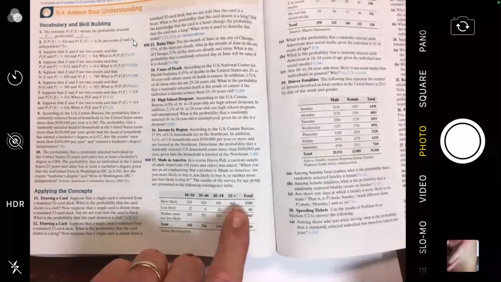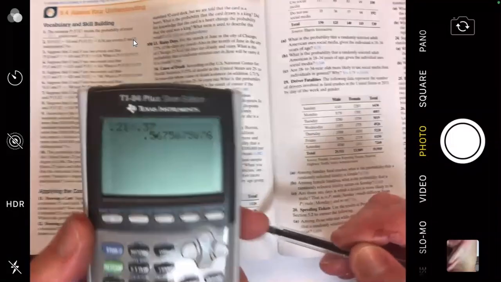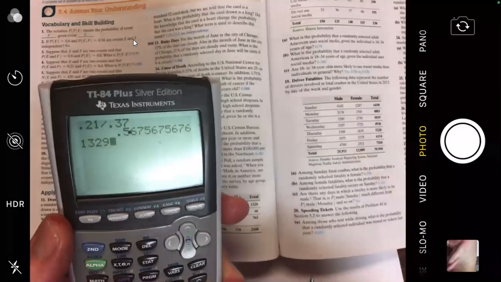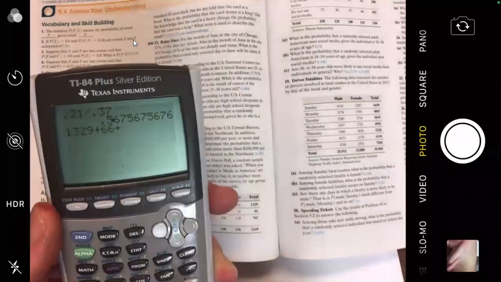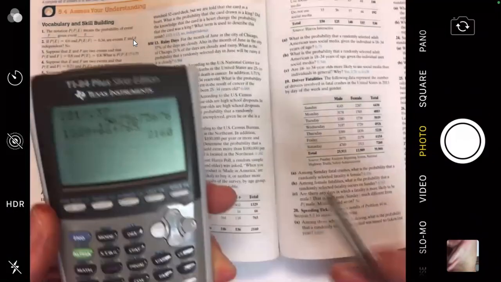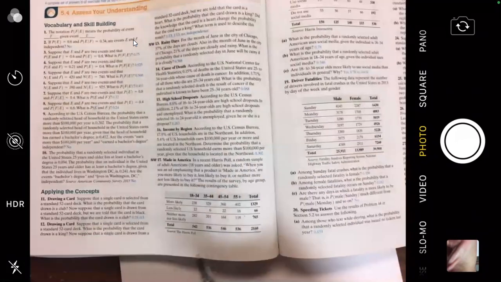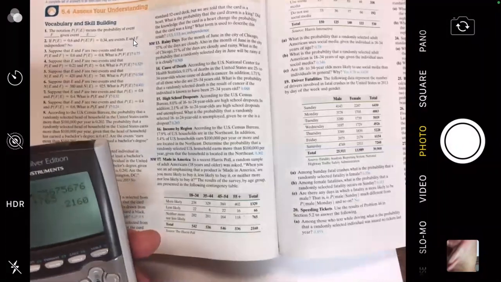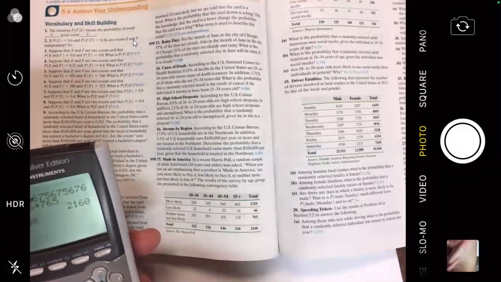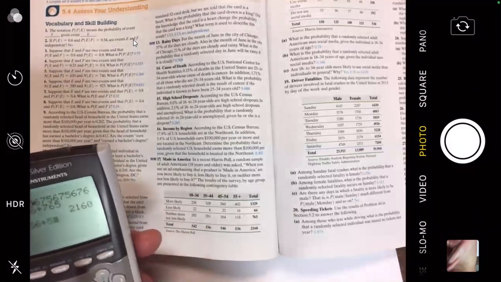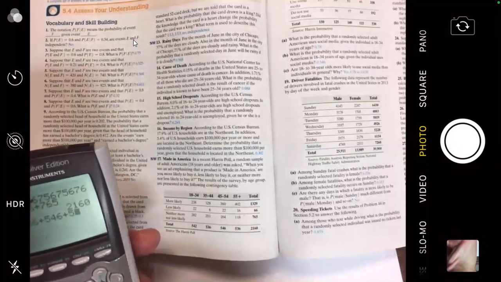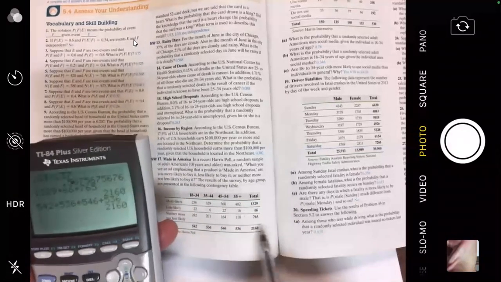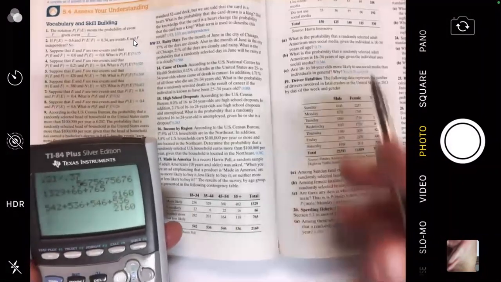Let me just prove that to you. So if I total the totals vertically here, 1329, add 66, add 765, I get to 2160. And if I total these numbers across, 542, 536, 546 plus 536, and there's 2160. So that will be true on a bunch of table problems.